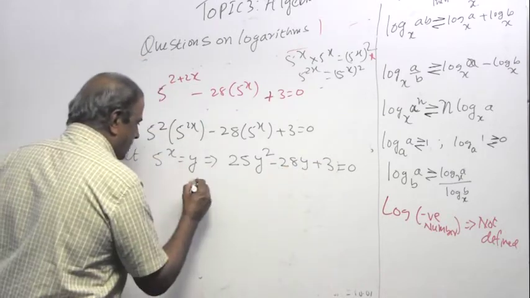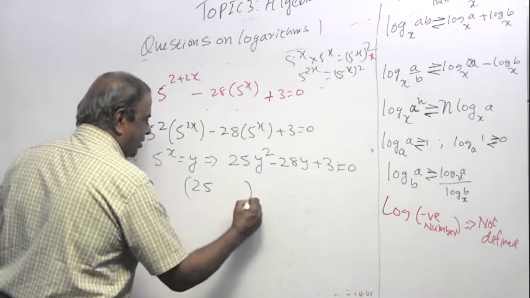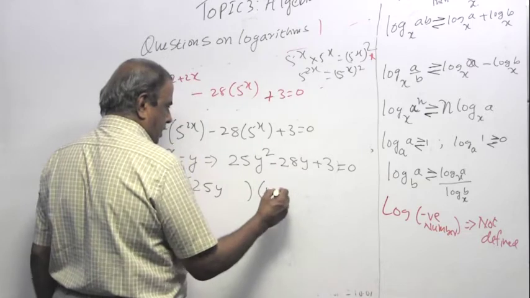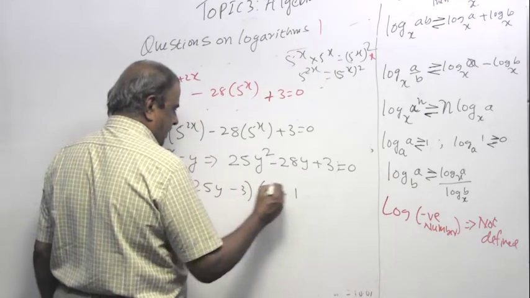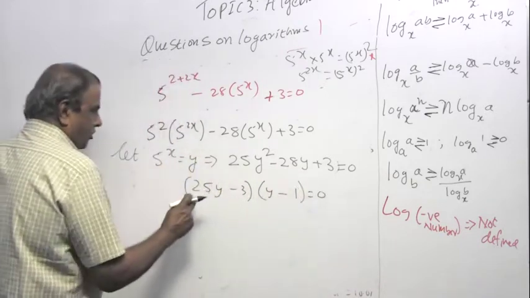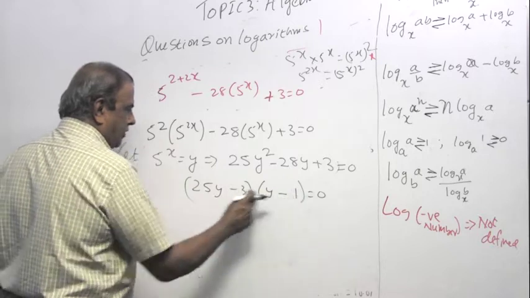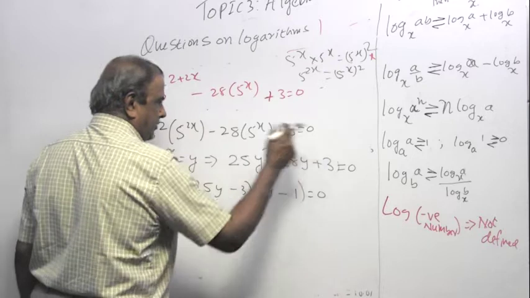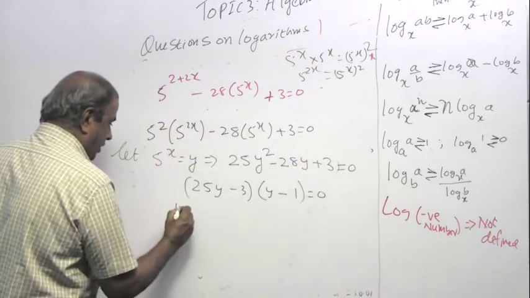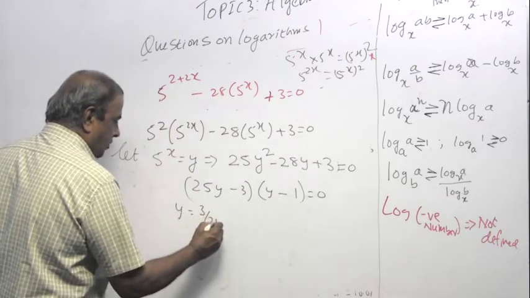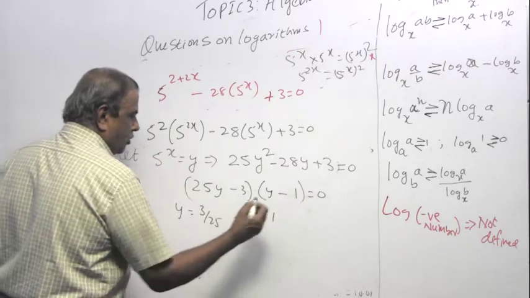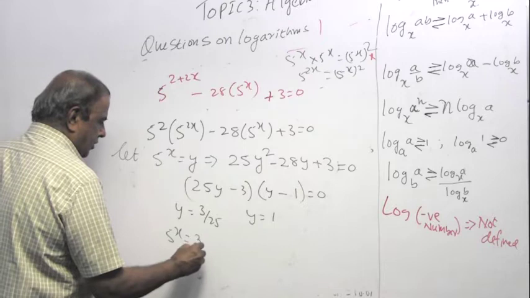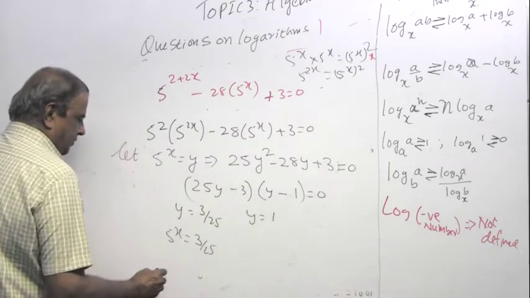So remember I told you must show your working. 25y and y minus 1 minus 3 equals 0. Look, 25y squared minus 25 minus 3 is minus 28, and then minus 3 minus 1 is plus 3. So therefore, y equal to 3 over 25, y equal to 1. Fine. So 5 power x equal to 3 over 25.